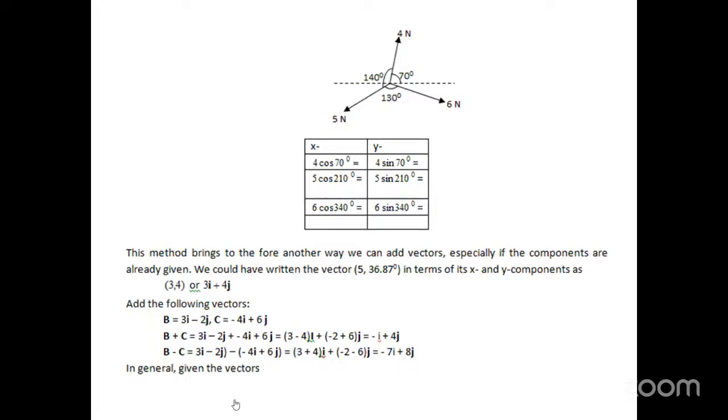Together you arrive at what I call Rx and Ry. To get the resultant, square the sum of the x components and the sum of the y components. This method brings to the fore another way we can add vectors, especially if the components are already given. We could have written the vector 5 at 36.87 degrees in terms of its x and y components as 3i plus 4j.